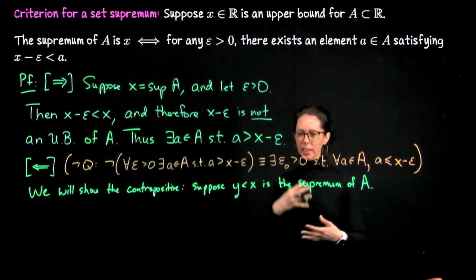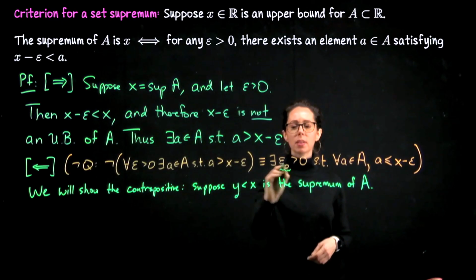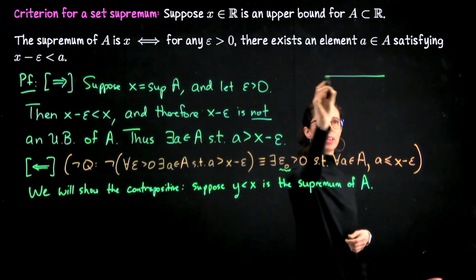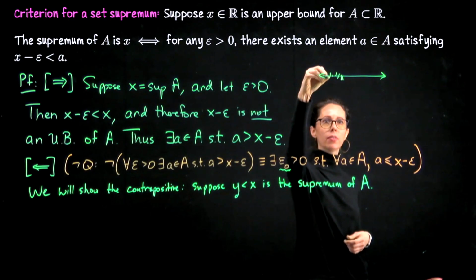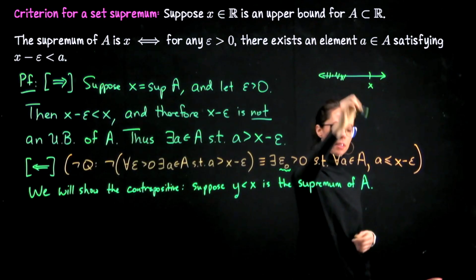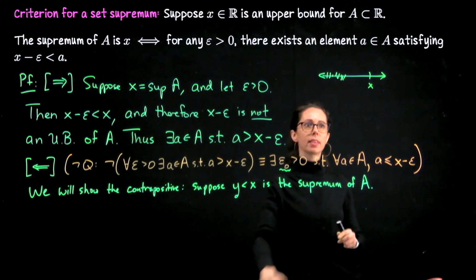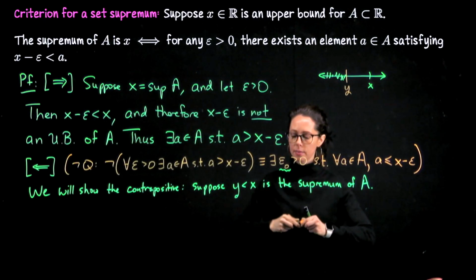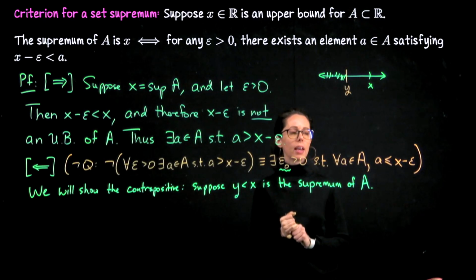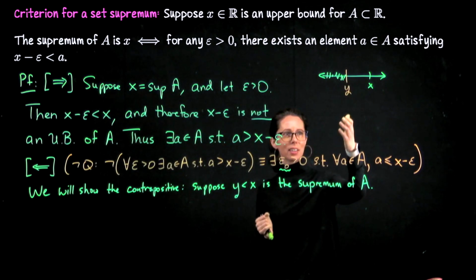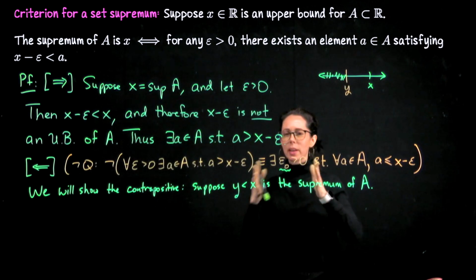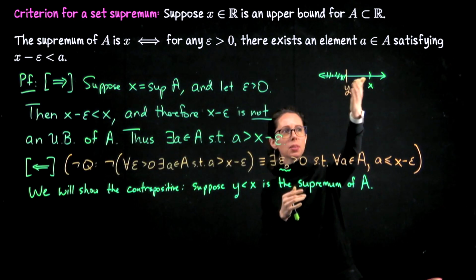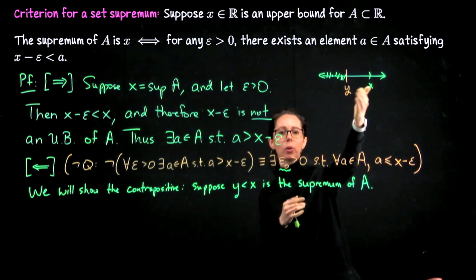Okay, and now I have to come up with this special epsilon. And how do we do that? Well, imagine how x and y are situated relative to each other on the number line. We have A over here, we have x, and I'm now saying that the set supremum is y, which is strictly to the left of x. So I need some kind of width, some measurement epsilon. We're going to slide to the left of x by this amount epsilon. Any epsilon that slides us within this gap between y and x would work.